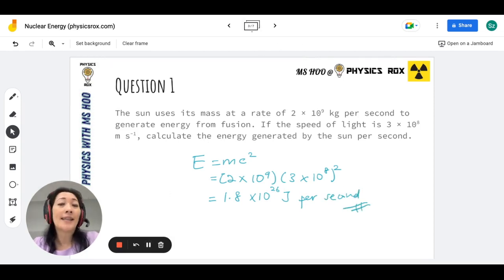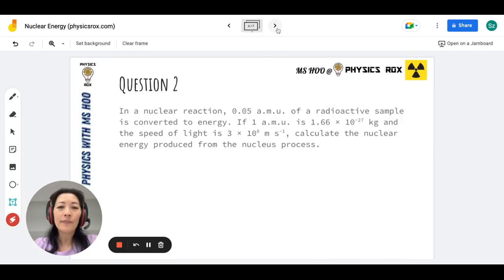So now let's take a look at a question that uses a different unit for the mass. Here, question 2: in a nuclear reaction, 0.05 AMU of a radioactive sample is converted to energy. If 1 AMU is 1.66 times 10 to the power negative 27 kilograms and the speed of light is 3 times 10 to the power of 8 meters per second, calculate the nuclear energy produced from the nuclear process.